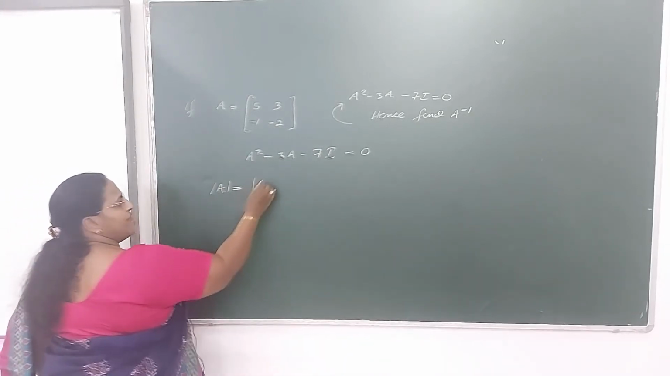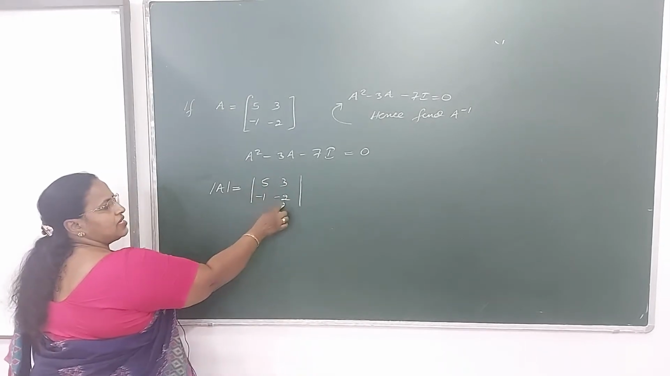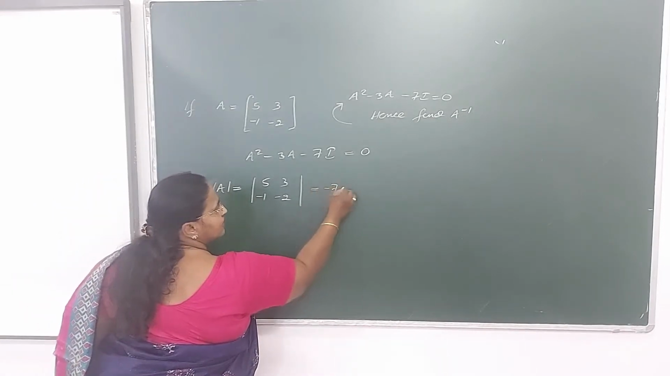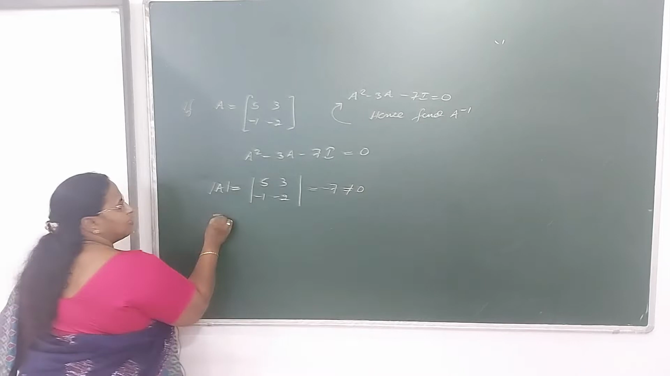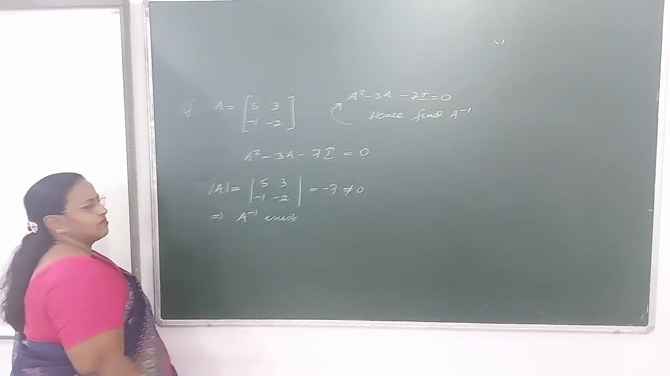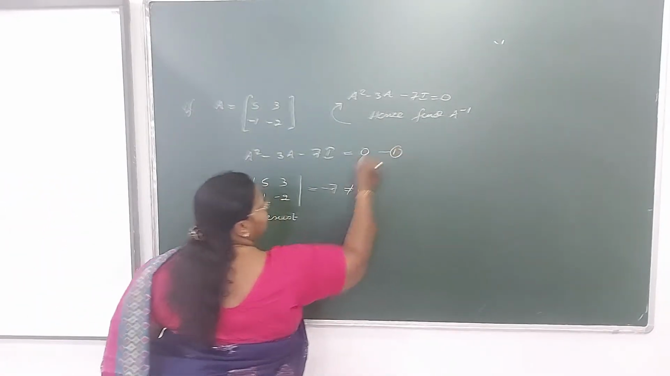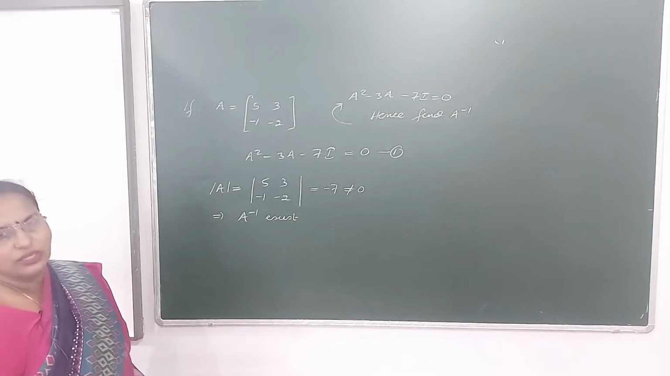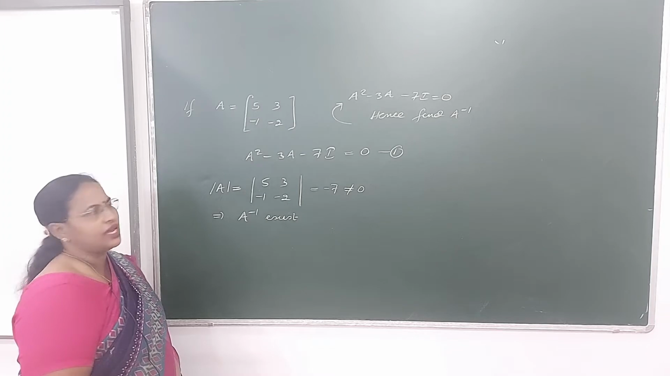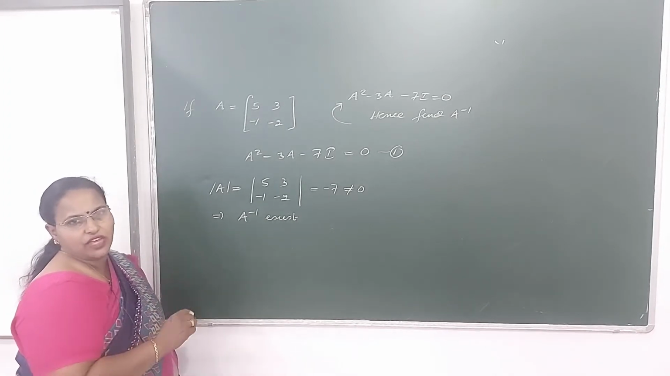Now get the determinant value of this, 5, 3, minus 1, minus 2. So it's coming minus 10 plus 3. Minus 10 plus 3 means minus 7. This is not equal to 0. This definitely concludes that A inverse exists. After this, this is the equation we have already proved. Take this equation. We will be pre-multiplying or post-multiplying the given equation by A inverse. Here you can do it both ways.